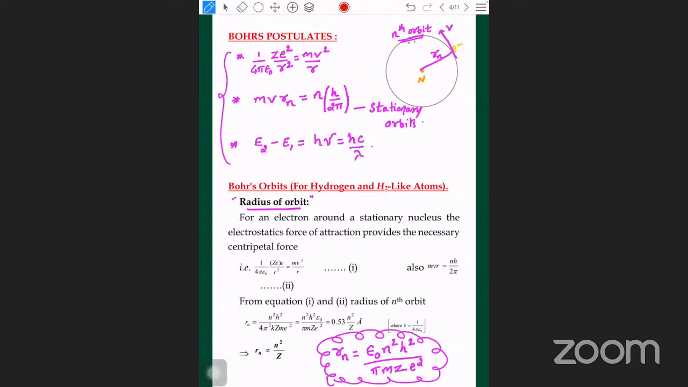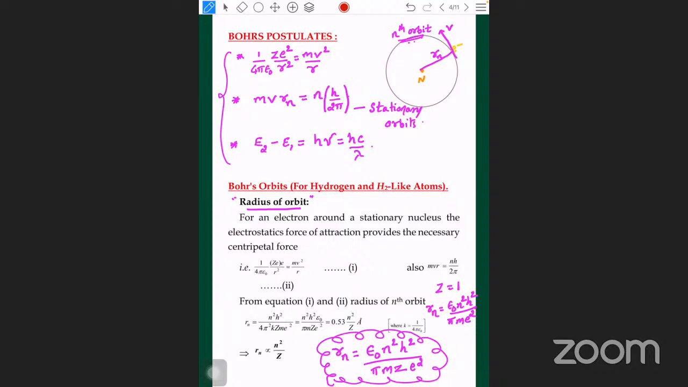If you are using a hydrogen atom, then you have to take the value of Z as 1, because for hydrogen atom, the atomic number Z is 1. So the radius of the nth orbit of the hydrogen atom will come to be epsilon naught n squared h squared divided by pi m e squared.